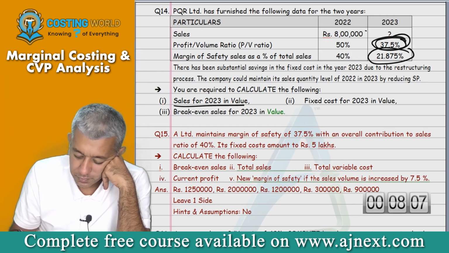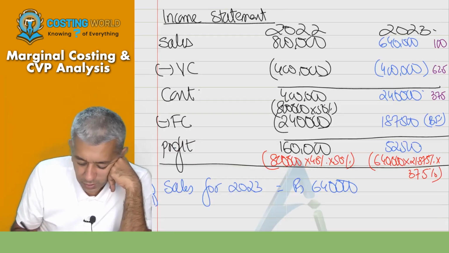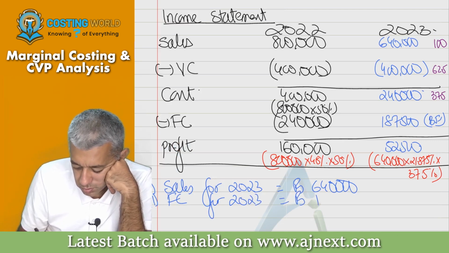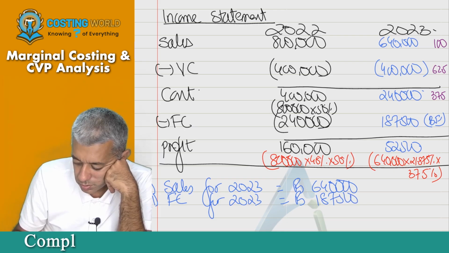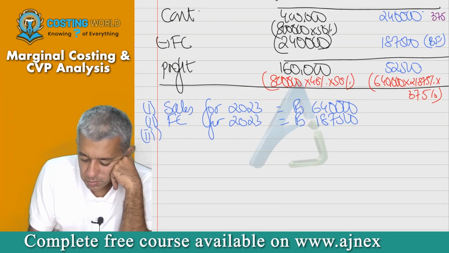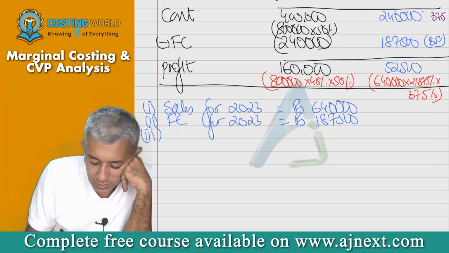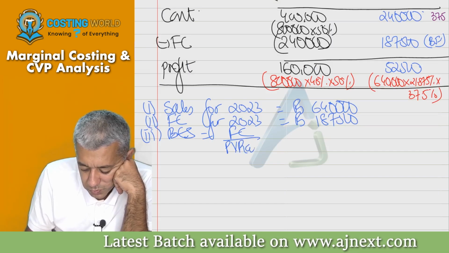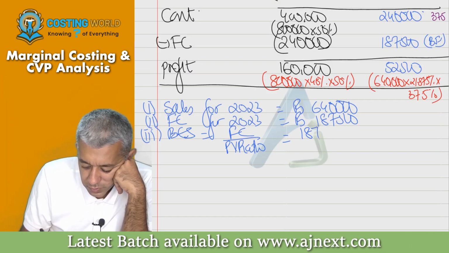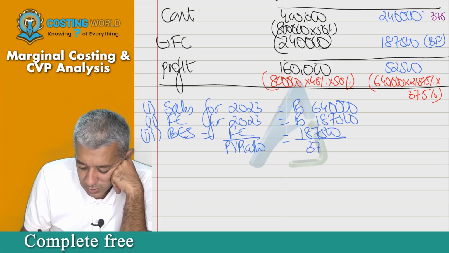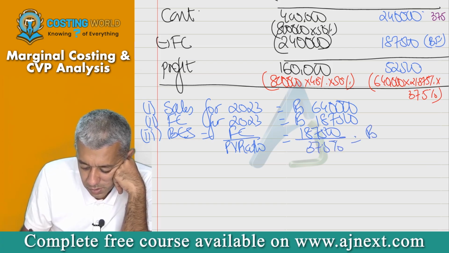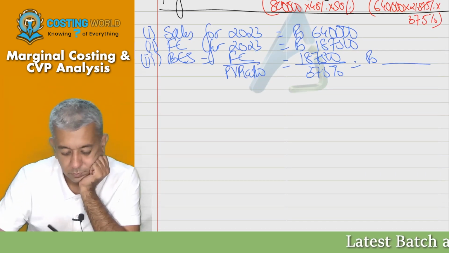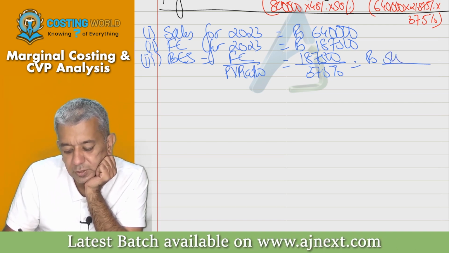Second, fixed cost for 2023 in value. Fixed cost 187,500. And break even sales. I know break even sales here. It's fixed cost divided by PV ratio. Fixed cost is 187,500. PV ratio is 37.5%. Get this answer. How much, beta? 5 lakhs.